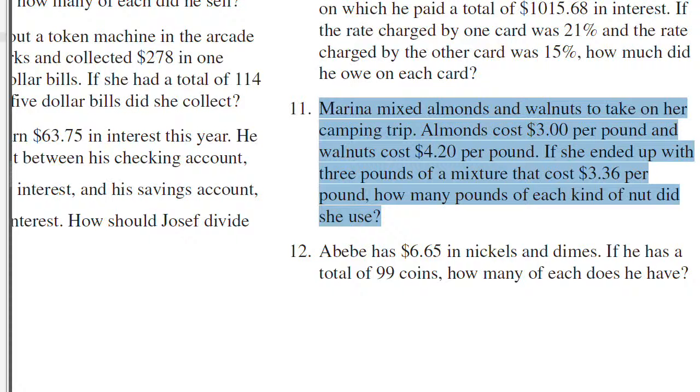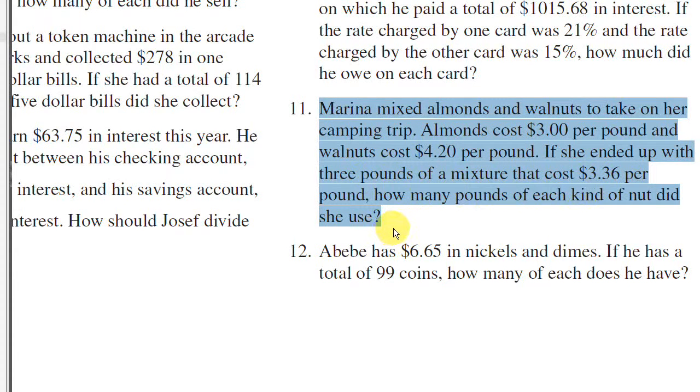Okay, let's look at the problem. We have somebody mixing almonds and walnuts that are going on a camping trip. The almonds are $3 per pound, and the walnuts are $4.20 per pound. If she ends up with 3 pounds of a mixture that costs $3.36 per pound, how many pounds of each kind of nut did she use?